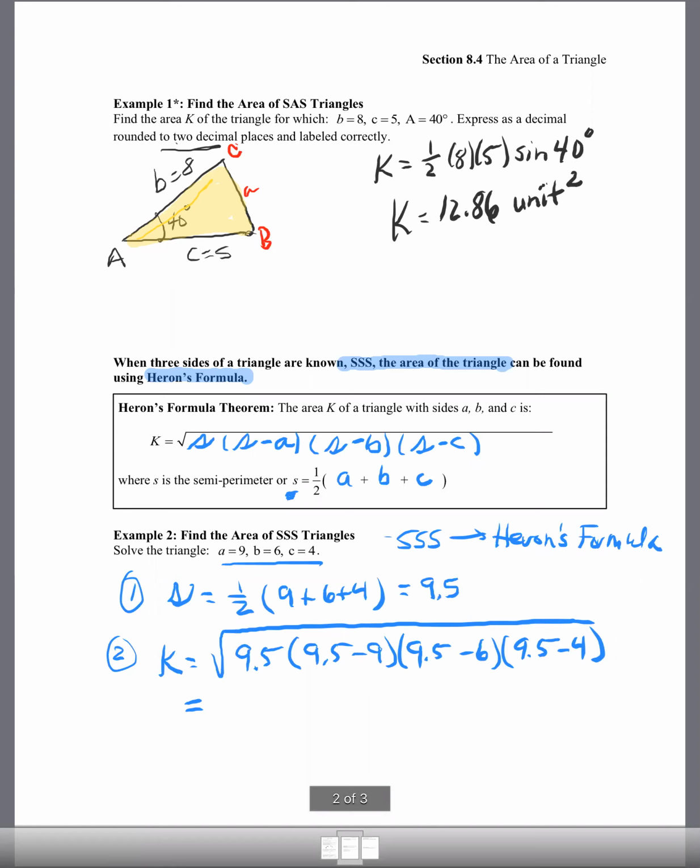you'll get some value of 9.56 to 2 decimal places. Once again, they didn't tell us what unit we're in, so unit squared. And that's how you calculate the area of an SSS triangle.